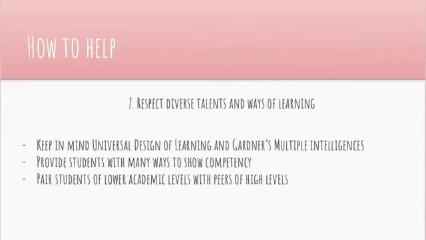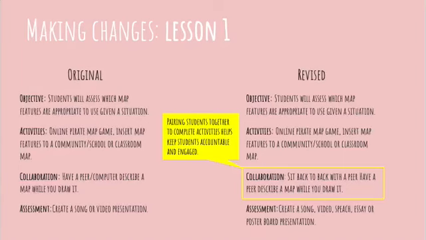And the last one is to respect diverse talents and ways of learning. So keeping in mind those UDL principles and Gardner's theory of multiple intelligences, knowing that some kids do better at visual things and some kids are better at writing. And because of that, you want to provide students with many ways to show their competency. And again, pairing students of lower academic levels with peers of higher levels, building those social skills, as well as, if that kid doesn't have to do it all alone, he'll feel more inclined to get it done.